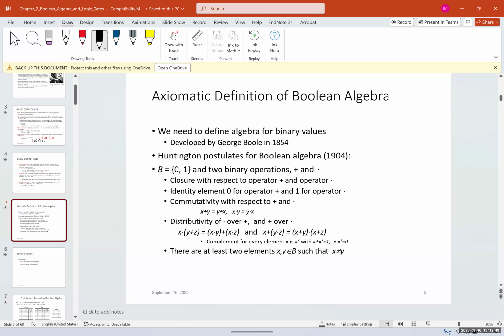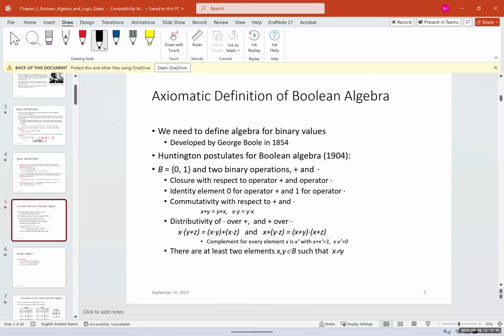The closure with respect to operator OR and operator AND. Identity element 0 for operator OR and 1 for operator AND. Commutativity with respect to the OR and AND. Distributivity of AND over OR and OR over AND.